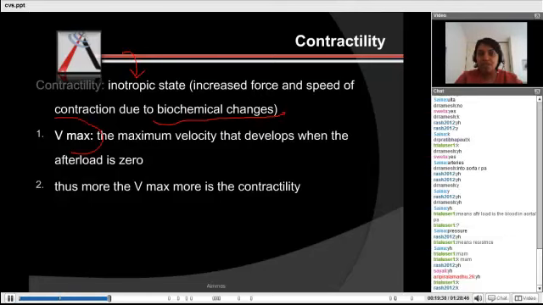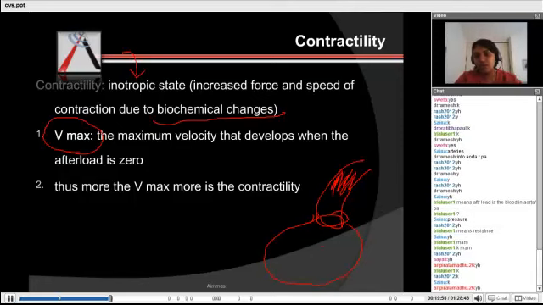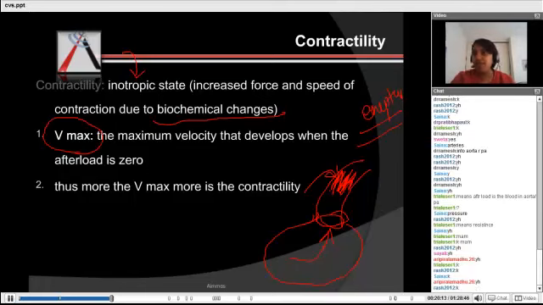Now there's one more thing to understand, that is Vmax. Remember we have been talking about afterload. So I'll just draw one chamber. This is one ventricle and this is the aorta. I'm not drawing the whole heart. Now when the ventricle pumps, it has an afterload because of the blood in the aorta. Now imagine if our aorta was empty. That situation doesn't happen. We are just defining Vmax.